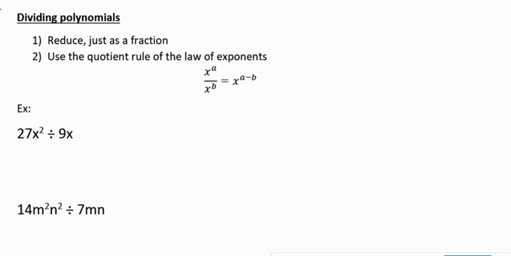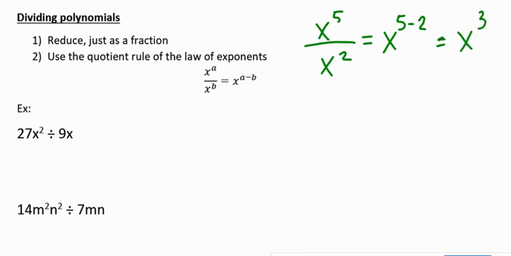So like we talked about in the last video, when we multiply like bases, we add our exponents, right? So when we're dividing like bases, we can subtract those exponents. So just a little review on the side here. If I have x to the 5th over x squared, that is exactly the same as x to the 5 minus 2, which I know you could do in your head, but that's the same as x to the 3rd. Okay, so when we divide like bases, we can subtract the exponents of those like bases.